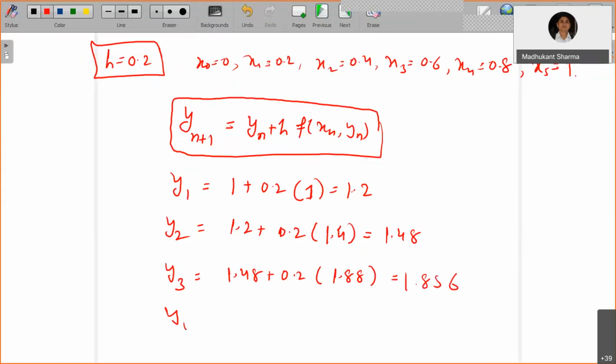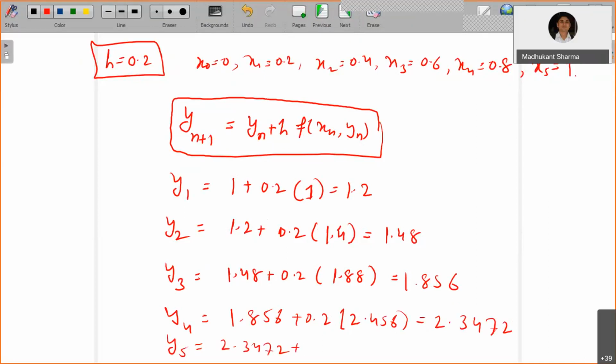Now y4 is going to be 1.856 plus 0.2 times x3 plus y3, so plus 0.6 and 1.856. That's 2.456, and that's going to be 0.2 plus 1.856. So that's going to be 2.3472.